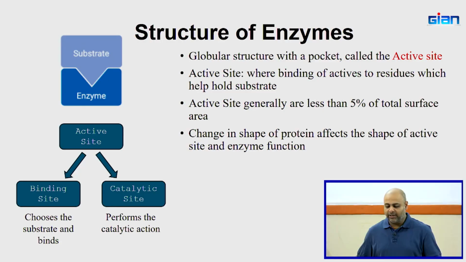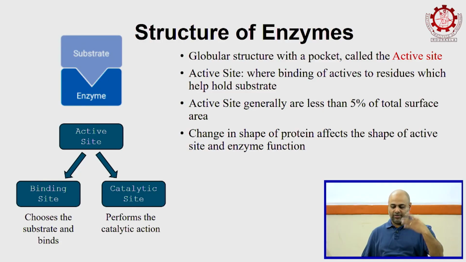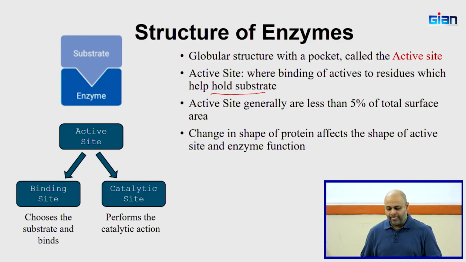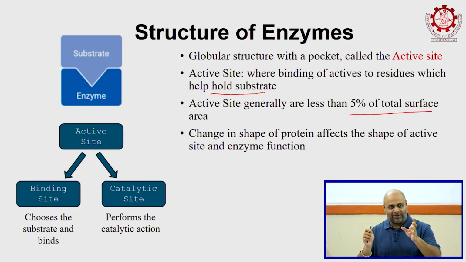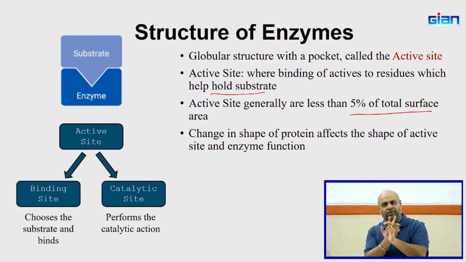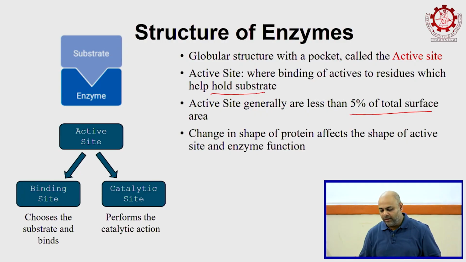Now, the structure of the enzymes is a globular structure with a pocket which is called an active site. We already discussed that. The active site is where the binding of the substrate takes place, with the residues which help to hold the substrate. And the active site is generally less than 5% of the total surface area. So, in the structure of the lysozyme that we saw, even just one single group might be the active site, and the rest is not involved. It is only one section of the protein, maybe 5 to 6% of the surface area, which is actively involved in the reaction process.